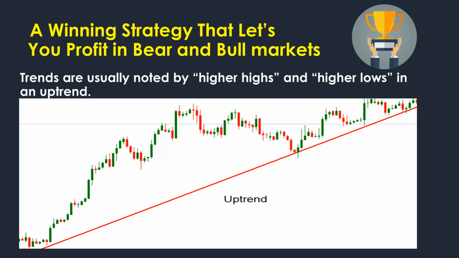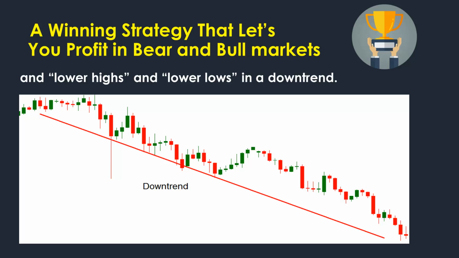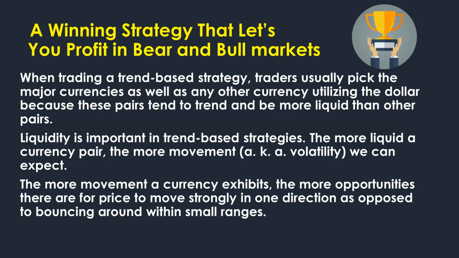Okay, so trends are usually noted by higher highs and higher lows in an uptrend. So as you can see here, we have higher highs and higher lows. The price is moving up. That's an uptrend. And lower highs and lower lows in a downtrend. So as you can see here, we have lower highs and lower lows, downtrend. Okay, very simple.